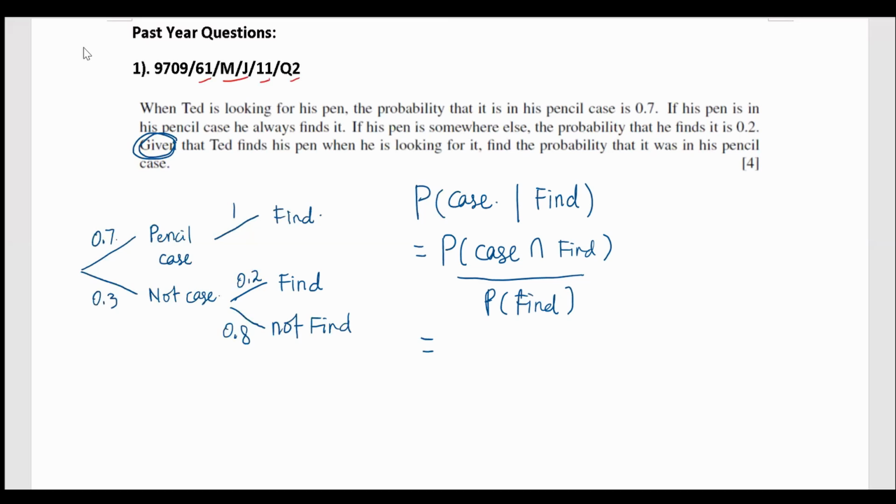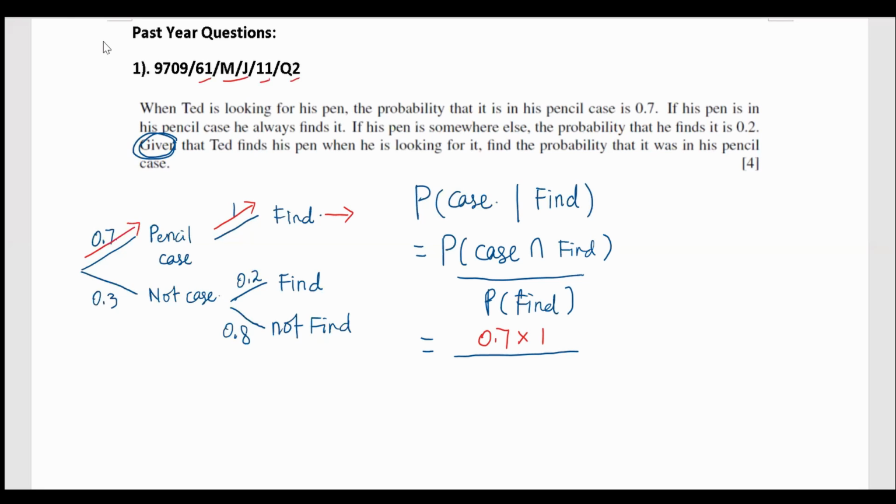All right. So using the tree diagram, we're trying to find the probability that it is in his pencil case and he can find it. First, this is the branch that it is in his pencil case, followed by this branch, he can find it. So this is the outcome that we want to determine. The probability is 0.7 multiplied by he can find it, 1. And divided by the probability that he can find it.